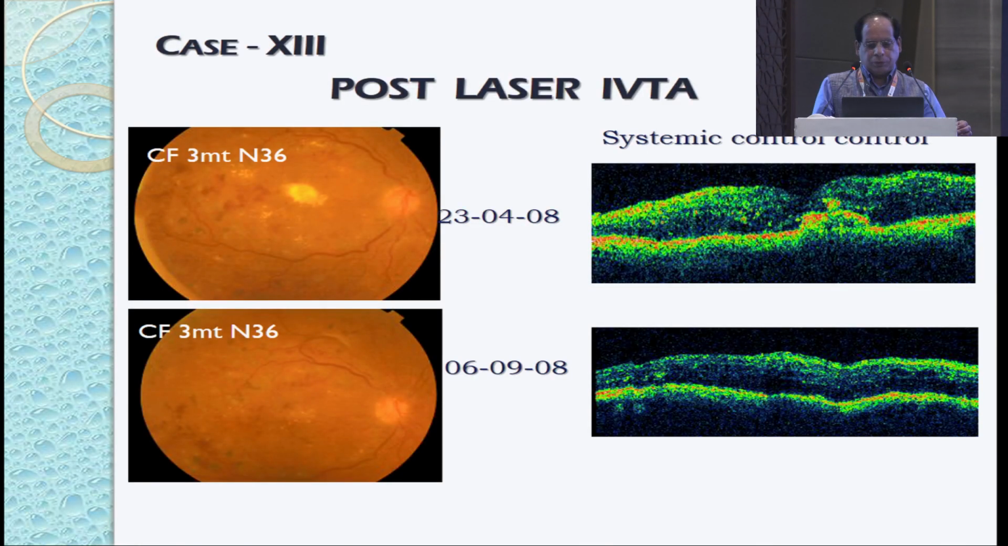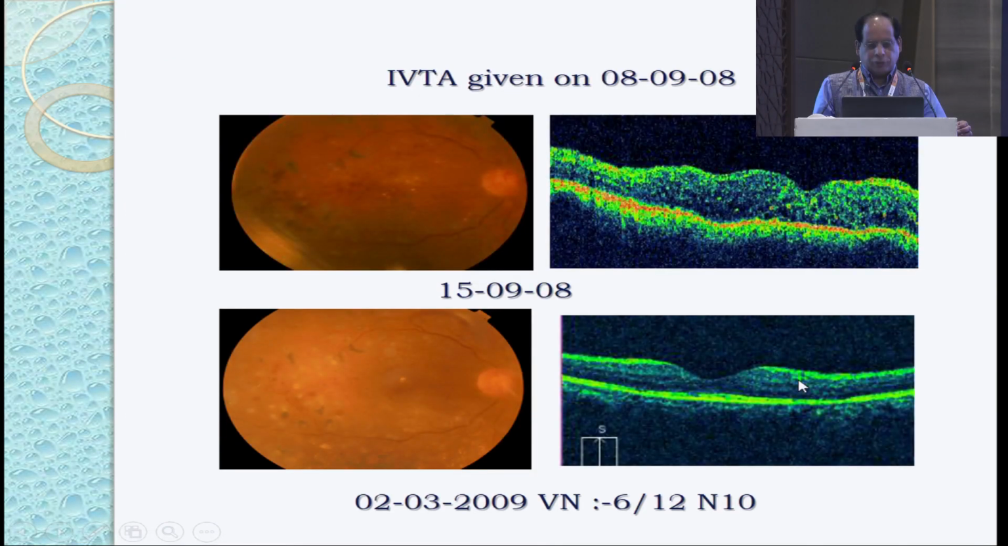This is the one patient for whom we had initially asked for systemic control. The hard exudate was gone in 7-8 months, but macular edema was still there. So we decided to go for IVTA, and after 1 month of IVTA, the patient was improving, and after 6 months of IVTA, the vision improved to 6/12 and N10.